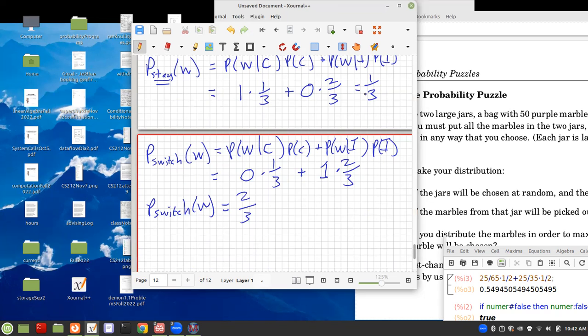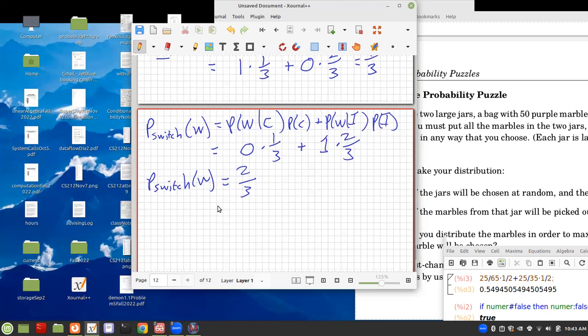So 2/3 of the time you're converting a wrong answer into a right answer. And only 1/3 of the time you're converting a correct answer into an incorrect answer by switching. So staying put just gives you your original answer possibility of 1/3. So you always want to switch.